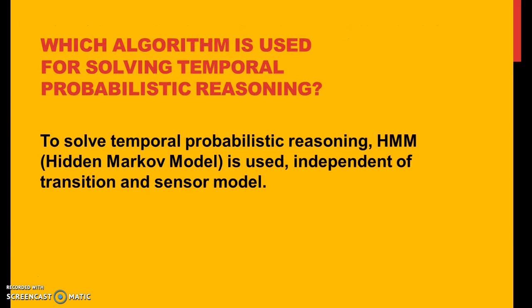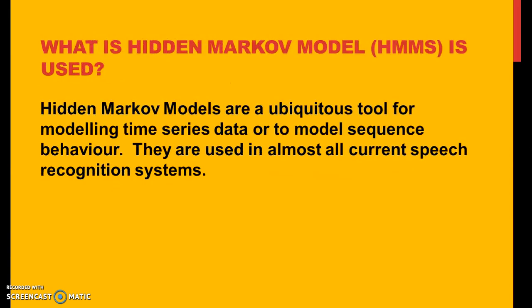Which algorithm is used for solving temporal probabilistic reasoning? To solve temporal probabilistic reasoning, the HMM, hidden Markov model, is used, independent of the transition and sensor model. What are hidden Markov models used for? Hidden Markov models are a ubiquitous tool for modeling time series data or sequence behavior. They are used in almost all current speech recognition systems.